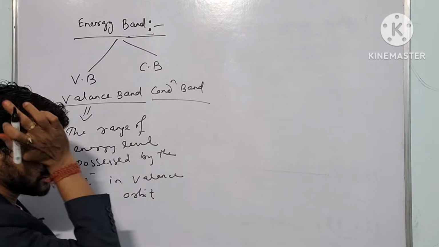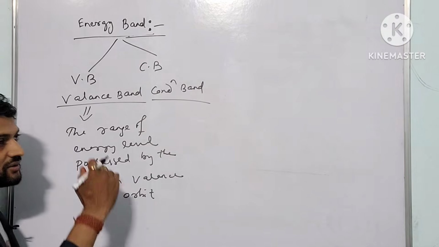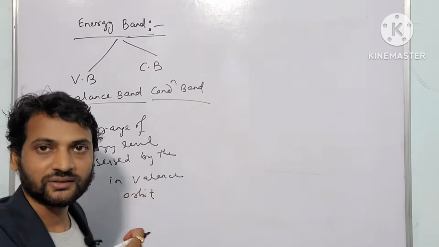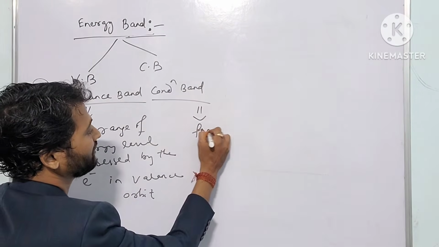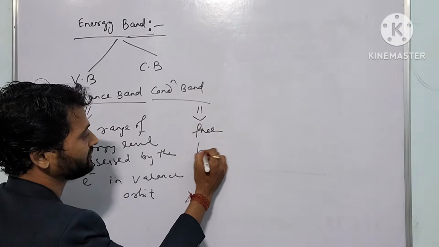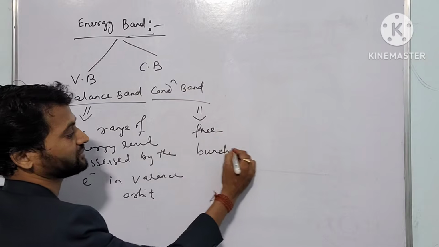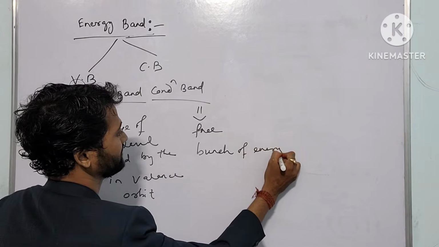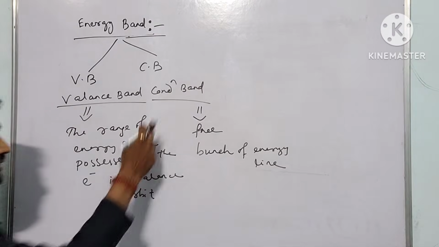Conduction band क्या होता है? If we give a little bit of energy to the electron in valence band, then that electron will get some energy and it will be excited. It will be free. If it is free, it will have more energy. That bunch of energy lines is nothing but the conduction band.